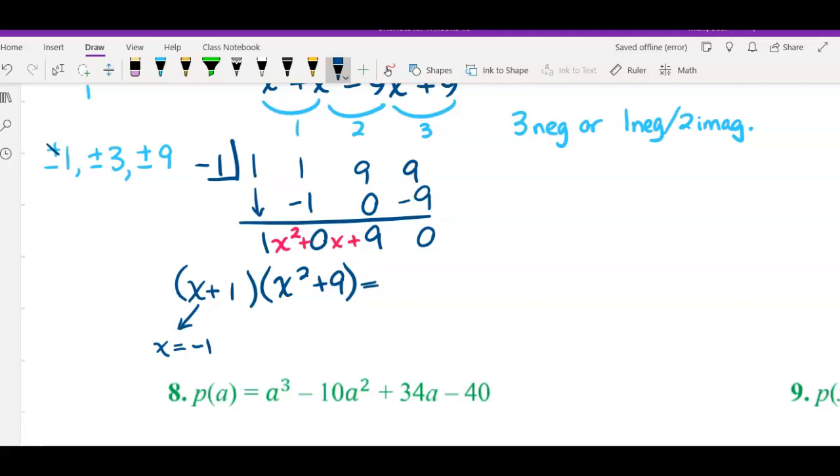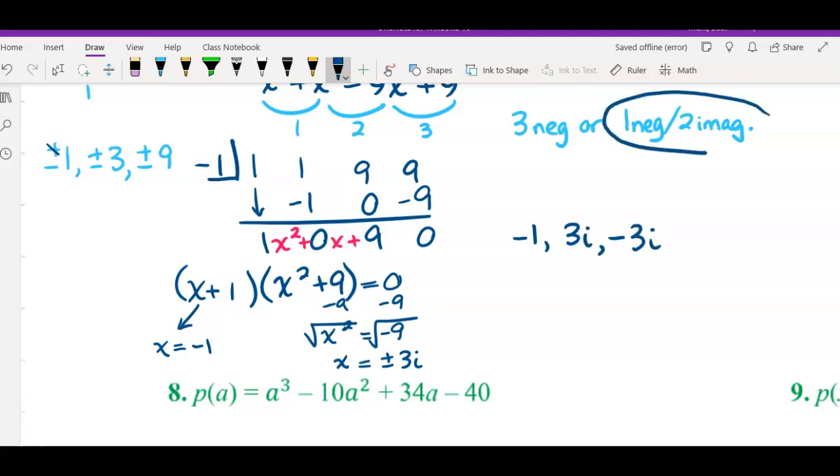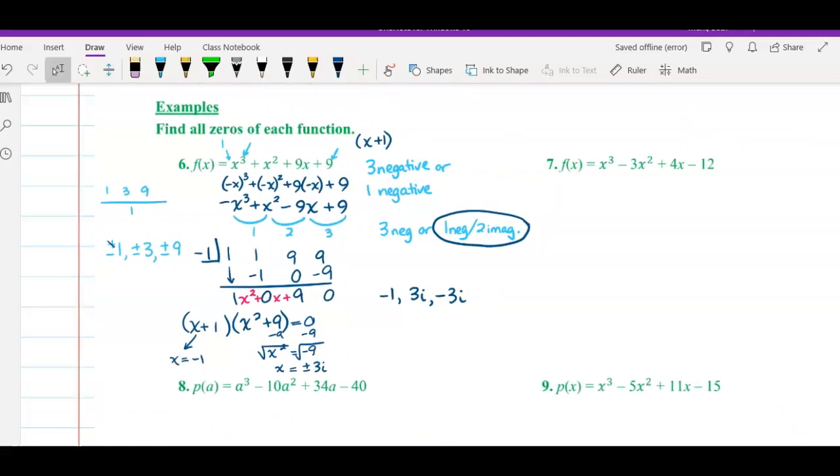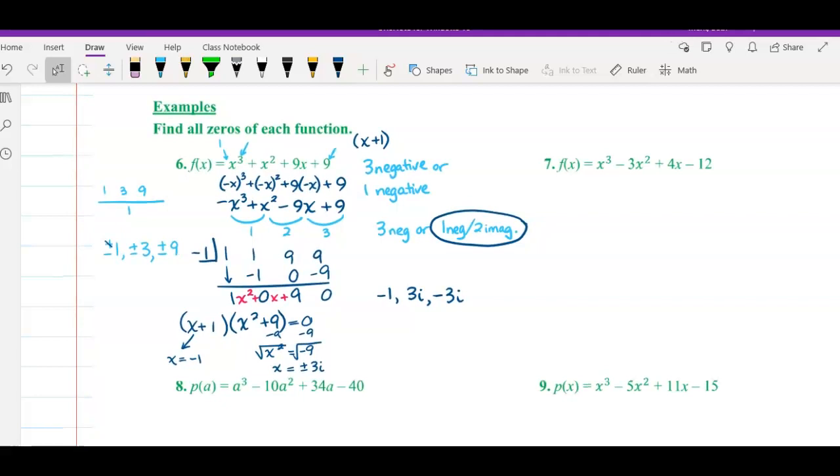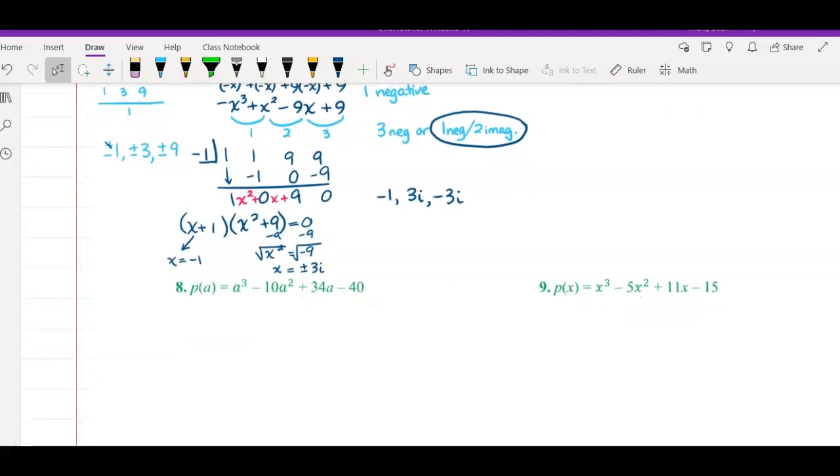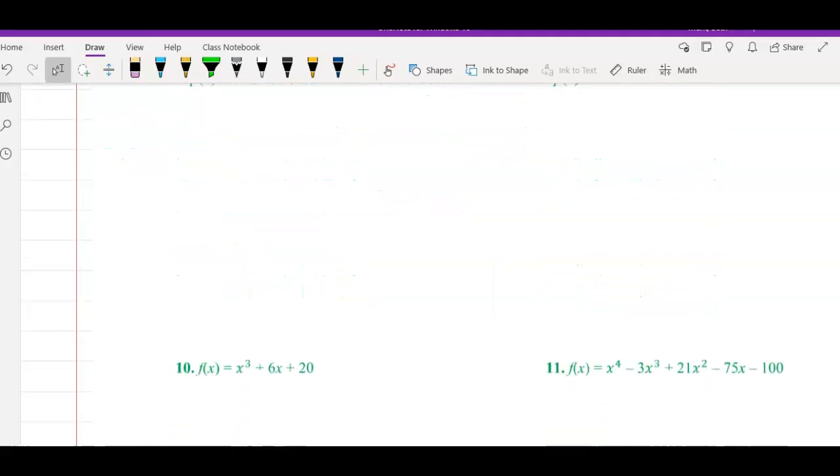But when we set this piece equal to 0, we subtract 9 from both sides. X squared is negative 9. Taking the square root, x is plus or minus 3i. So my answers are negative 1, 3i, and negative 3i. So it ended up being this combination. But do you see how we used Descartes' rule of signs and the rational root test to come up with these answers? That's what we're going to do for all of these problems.